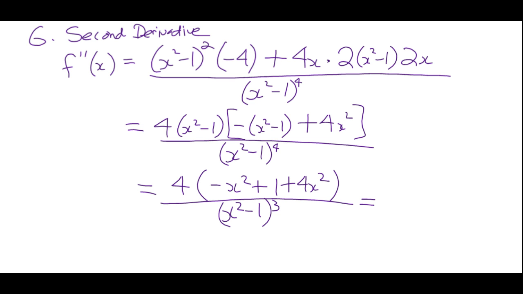Okay, and again, the amount of work you do is what you're comfortable with. Like if you want to take this and just do it all and go negative x squared plus 4x squared is 3x squared plus 1. Okay, so it's 4 and then 4 times that. So I'm going to go to 12x squared plus 4 over x squared minus 1 cubed.